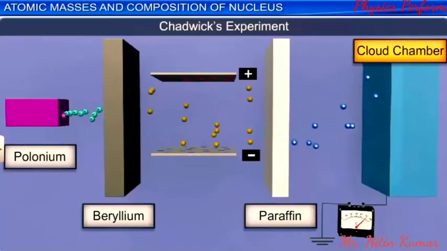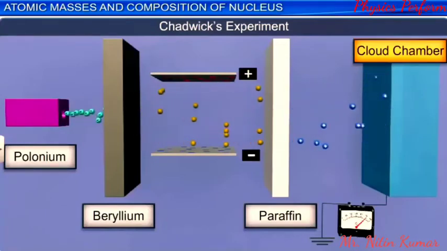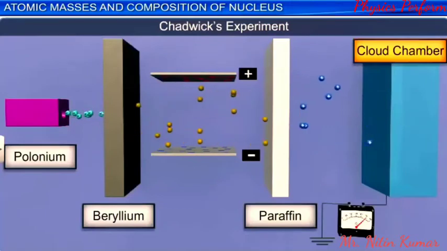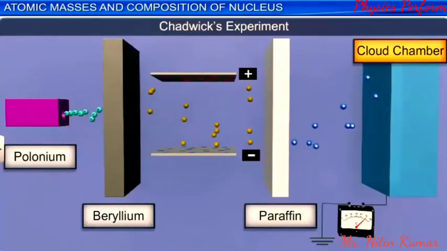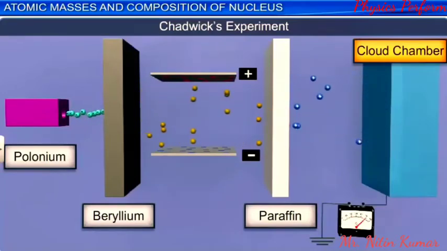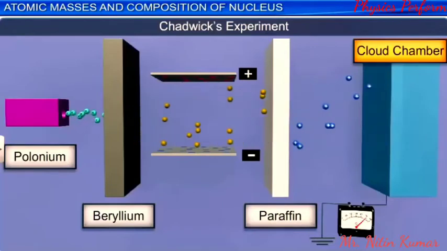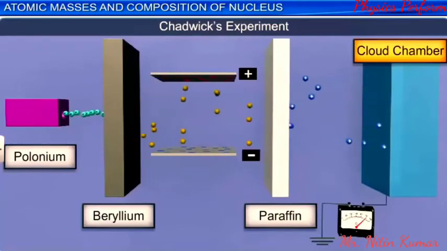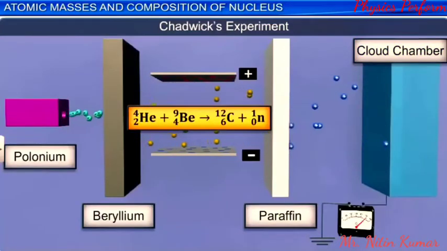Calculations done on the basis of this assumption, by applying the law of conservation of energy and momentum, showed this assumption was in excellent agreement with the results obtained experimentally. The nuclear reaction occurring in Chadwick's experiment can be summarized as 2He4 plus 4Be9 gives 6C12 plus 0n1. Here, 0n1 represents the neutron.